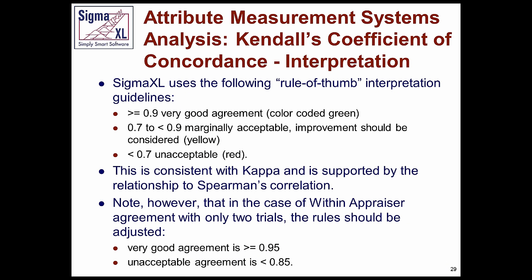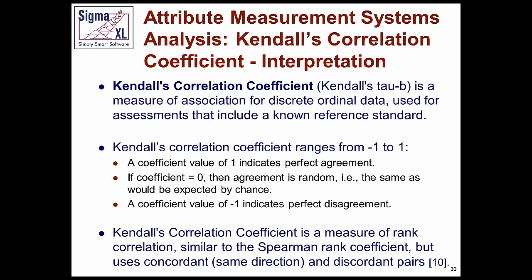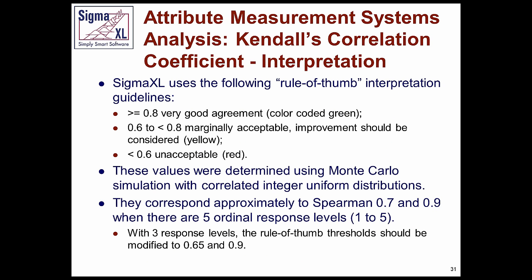I don't want to get into all the details, but for concordance, we use less than 0.7 is red, greater than 0.9 is green, so that's actually the same as the kappa. And for correlation, it's a little bit different. Less than 0.6 is unacceptable, and greater than 0.8 is acceptable.